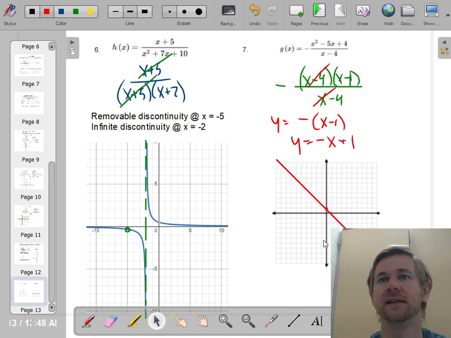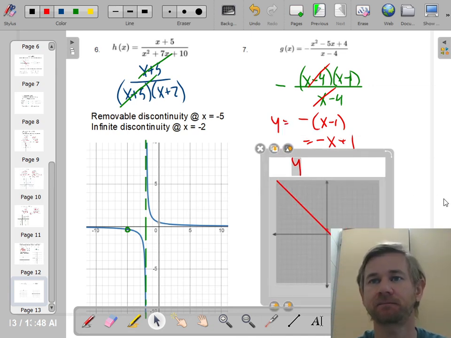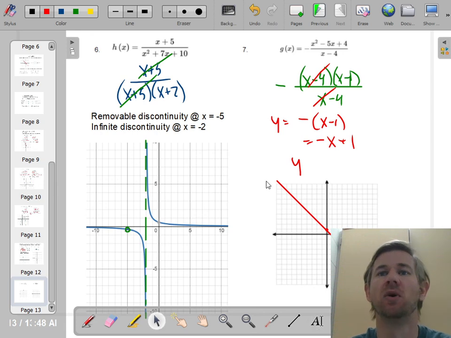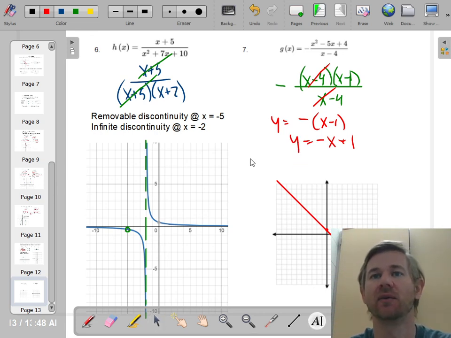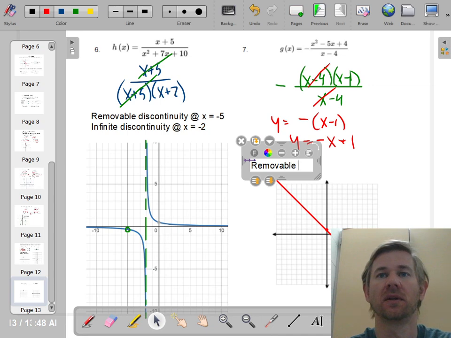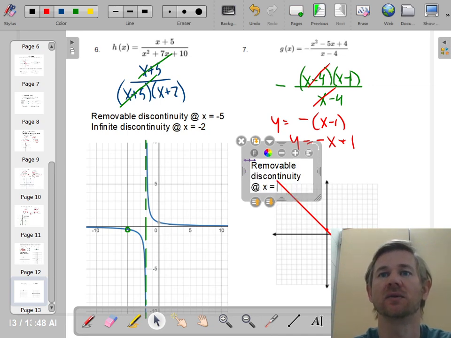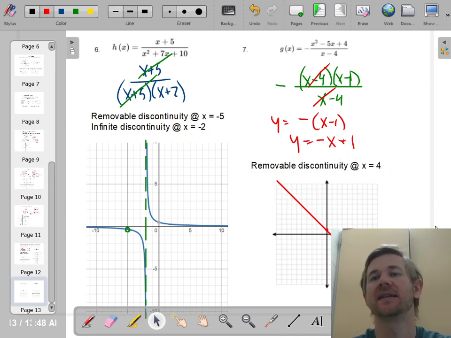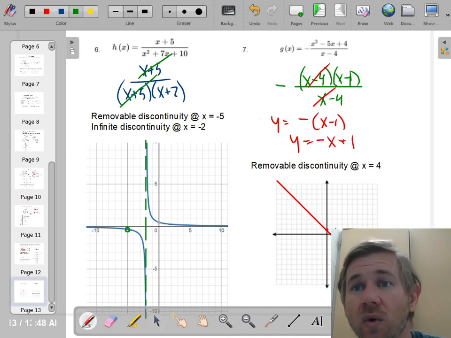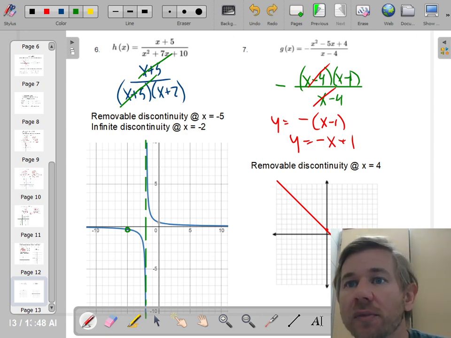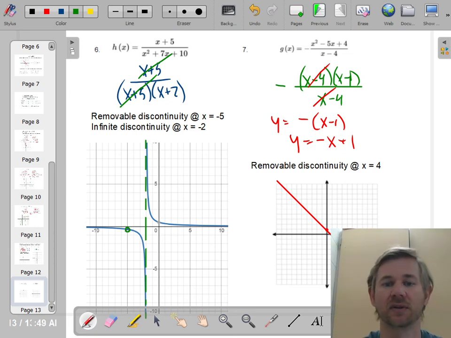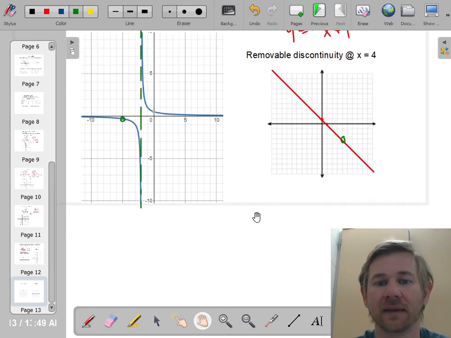I could draw this one very easily. But since I crossed out that factor, x minus 4, that is a removable discontinuity. So there is a removable discontinuity at x equals 4. If you cross out the factor, that's a removable discontinuity. So on my graph, I need to make sure that at 4, 1, 2, 3, 4, I have an open circle. Open circle. Like that. Make it real obvious that it's an open circle. You can't even see that. How about that? There you go.